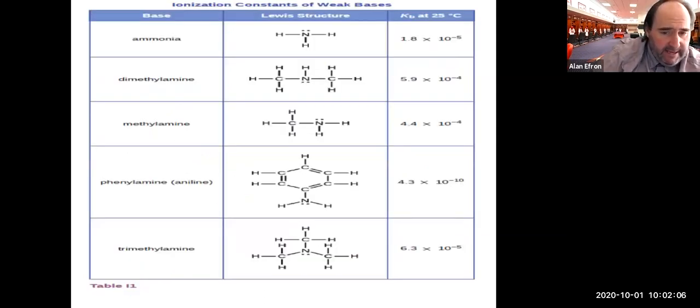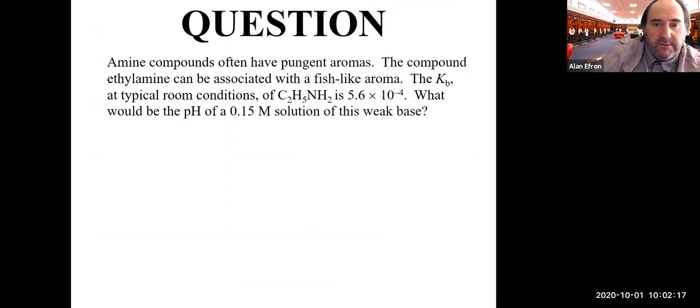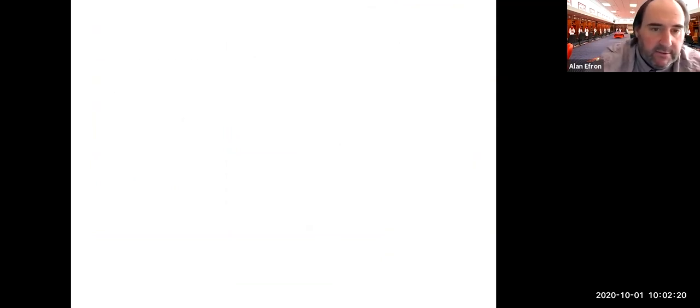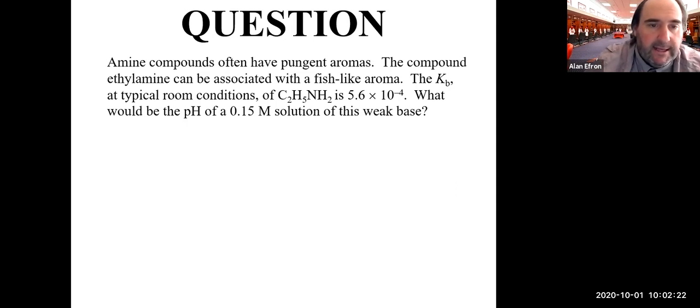Here are again some Kb values from your table. You may obviously have to look up some of these values if they're not provided for you in a problem. All right, so why don't you give this one a go and see what you come up with. We're looking at: what is the pH of a 0.15 molar solution of C2H5NH2, and the Kb value is given to you. It takes a few minutes, so give it a go. It should be good practice for a little bit later.